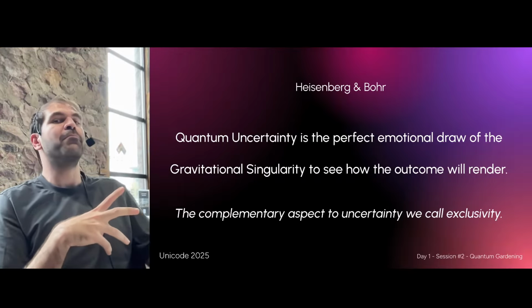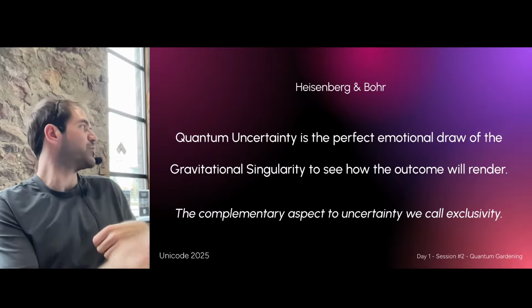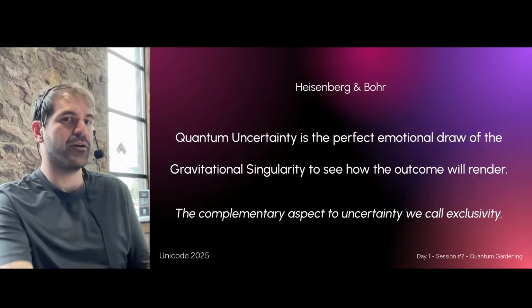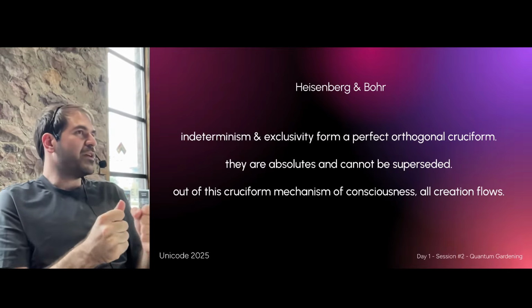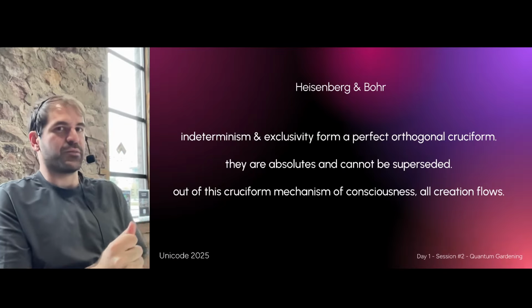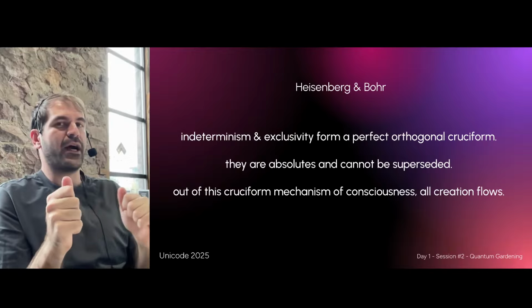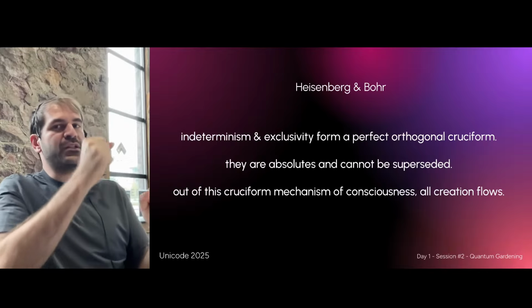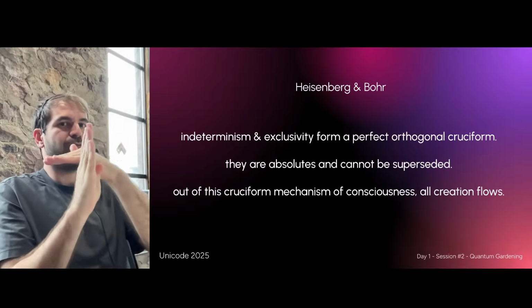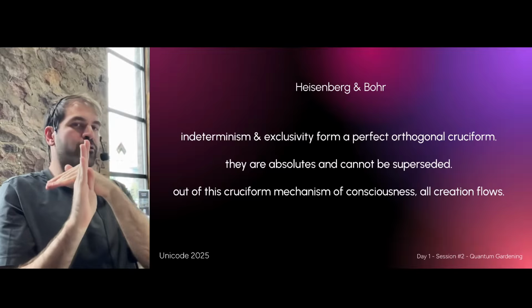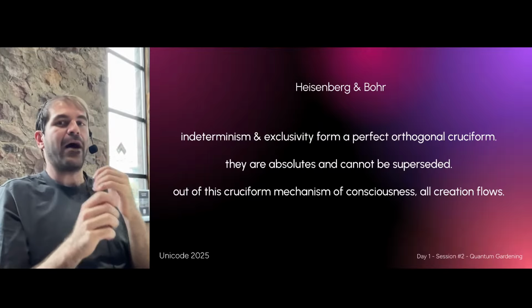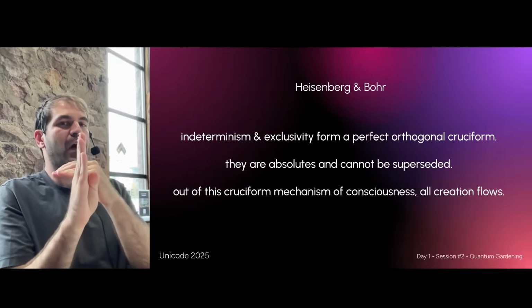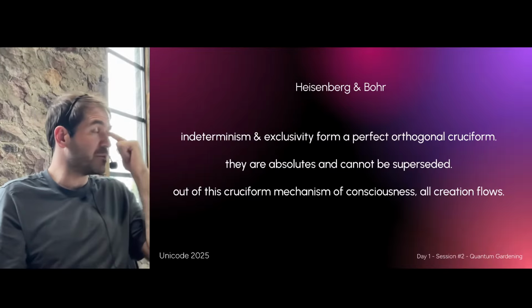So the complementary aspect to uncertainty we call exclusivity. We're going to get into that now. Exclusivity can be thought of as the no co-display principle. We're going to get into that, but a little bit more on Heisenberg and Bohr first. Indeterminism and exclusivity form a perfect orthogonal cruciform. They are absolutes and cannot be superseded. Out of this cruciform mechanism of consciousness, all creation flows.